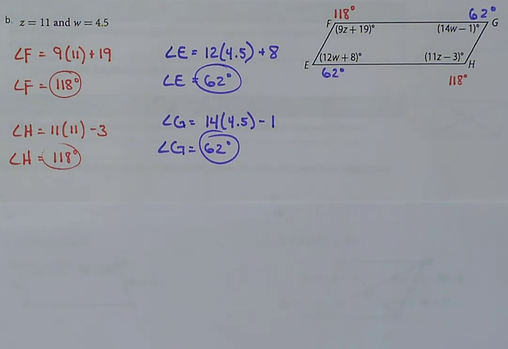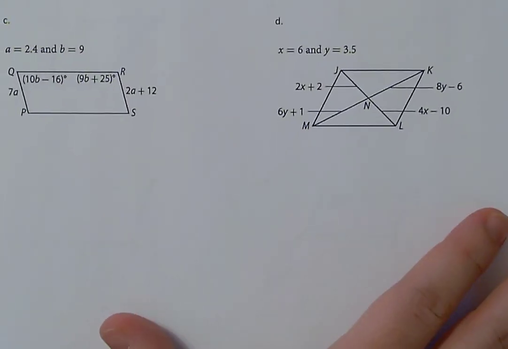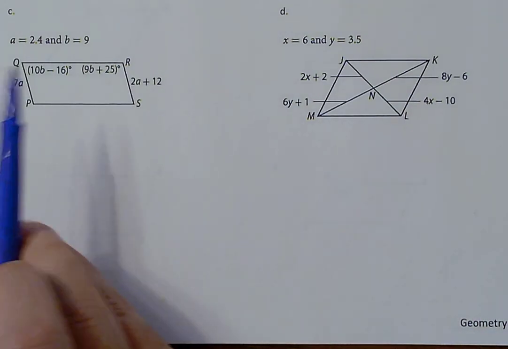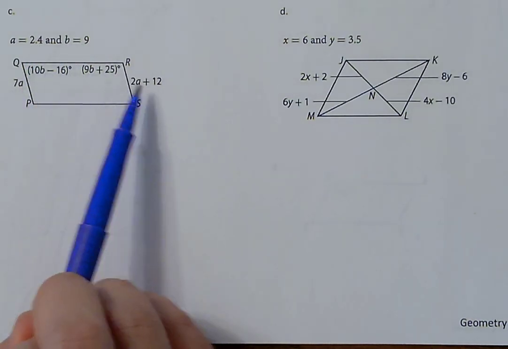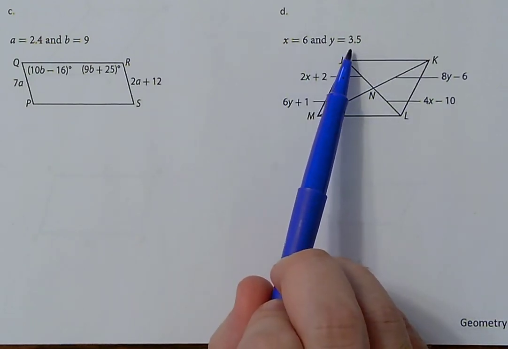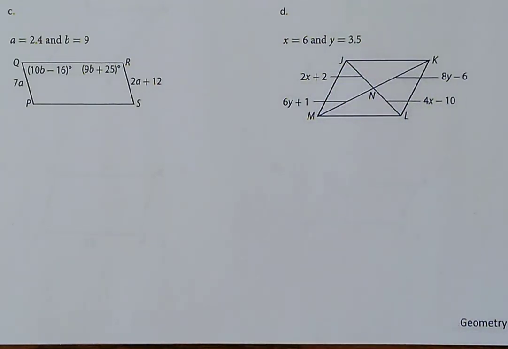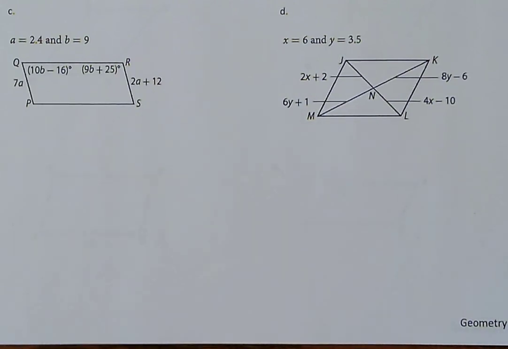All right, so that is going to be the gist of how you do example 2. Now, parts C and D are going to carry the same idea, where we're going to take the values, in part C's case, A and B being 2.4 and 9, and plug them in for A and B. And then for D, they tell me X is 6 and Y is 3.5. So you're going to plug that in for the different diagonal segments. And your goal is to go through and confirm that these are in fact parallelograms. Now, we could go through and do this together, but hopefully by this point you feel pretty comfortable with it.